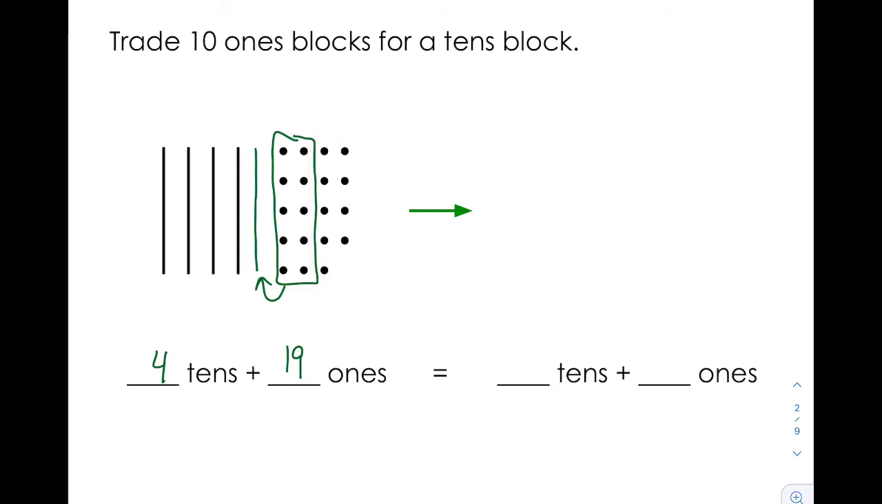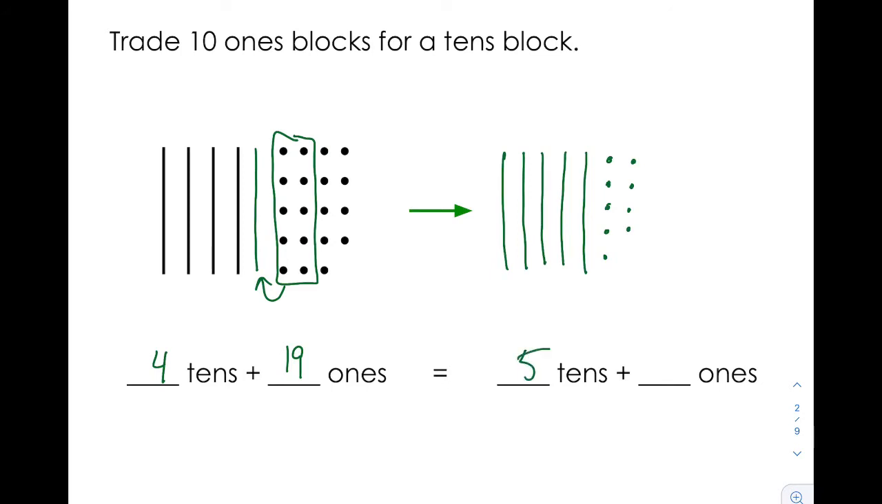So we're going to basically draw that here. We have 1, 2, 3, 4, and now 5. And then we have 9 left over. So then that makes 5 tens and 9 ones.